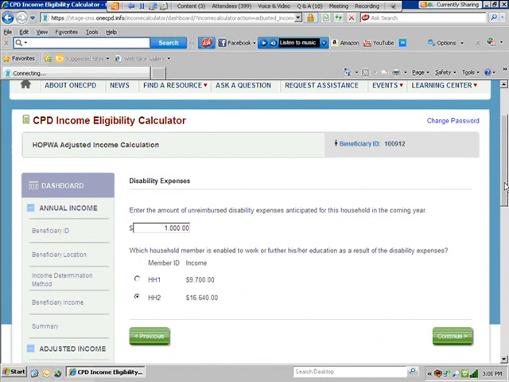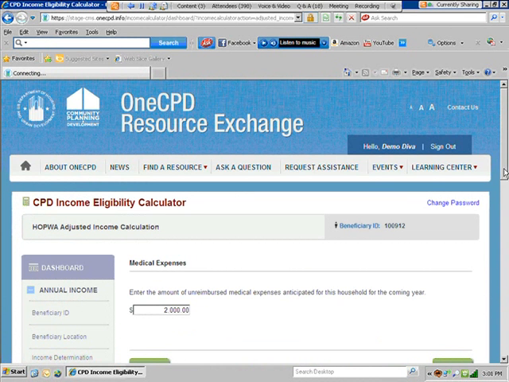For this particular household, they do have unreimbursed disability expenses of $1,000. And for disability expenses to be deducted from annual gross income, you need to identify the household member that enabled them to work or enabled them to further their education. So it's household number 2, he's a full-time employee at a coffee shop or whatever for this household. So it allows that household member to work. And the $1,000 for disability expenses might be for somebody to come in and provide on-site services for that household member, as an example.